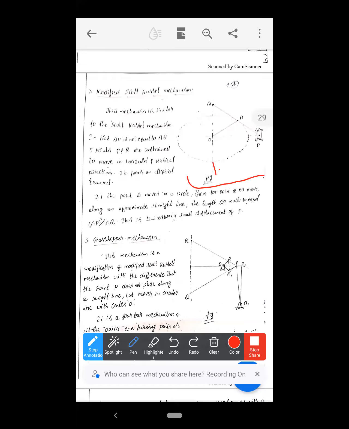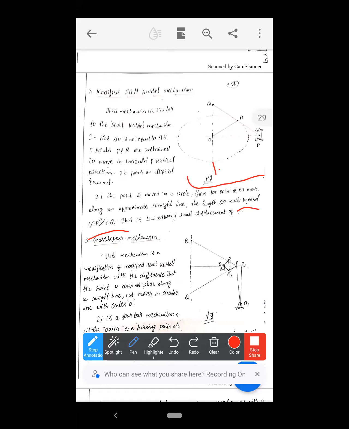And now for getting the link length of OA, OA also follows one condition. So OA must be equal to AP square by AQ. That means the link length of OA is equivalent to AP square by AQ. Okay, when the condition has been satisfied, then only we may achieve the modified Scott-Russell mechanism.